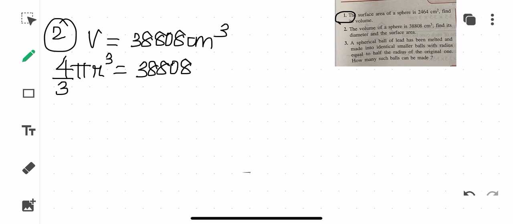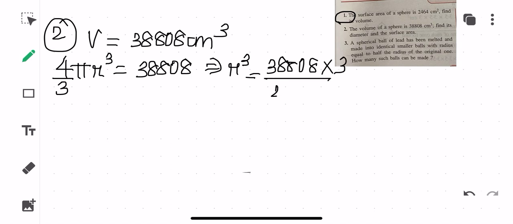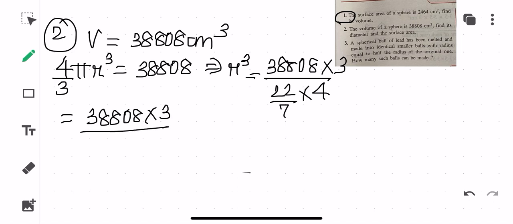38808. So this implies what? R cube will be equal to what? 38808 into 3 divided by 22 upon 7 into 4, because this is equal to pi. So this will be equal to 38808 into 3 divided by 22 into 4, and this is being multiplied by 7.